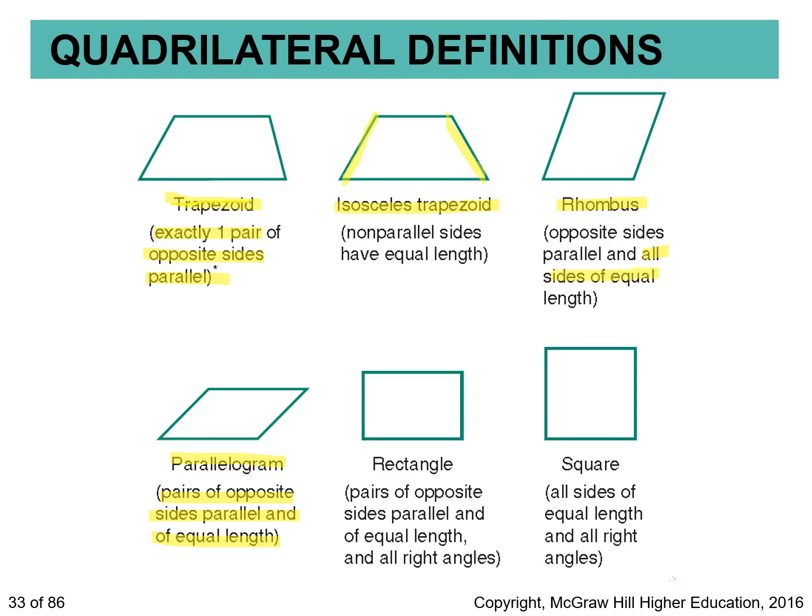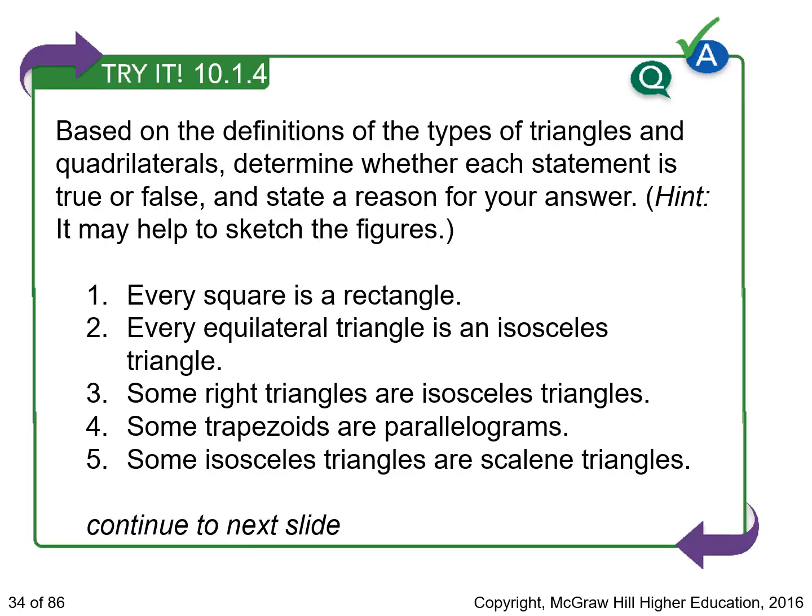What makes a rectangle special is it has all right angles. So a square has all the sides the same and all right angles. So a square is a rhombus and a rectangle. We'll look at that in just a minute. Here we go. So every square is a rectangle. Despite what some people say, the answer is yes. Every square is a rectangle.